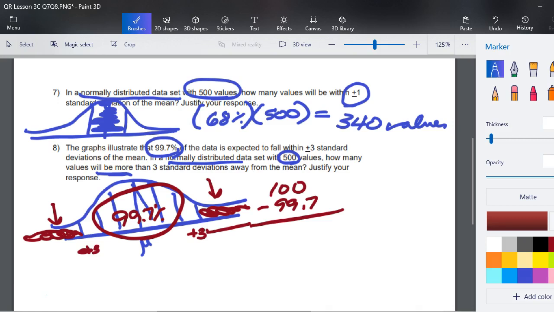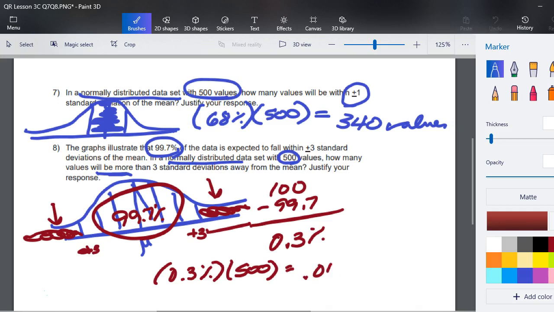So you can punch in, I will punch in with you, that when we calculate what's left over, we get 0.3%. So just like we did on number 7, what exactly is 0.3% of 500? Remember, we have to move our decimal over and do our calculation. On your calculator, let's do 0.003 times 500. How many data pieces are beyond plus or minus 3 standard deviations? We're getting that there are just 1.5 data pieces.